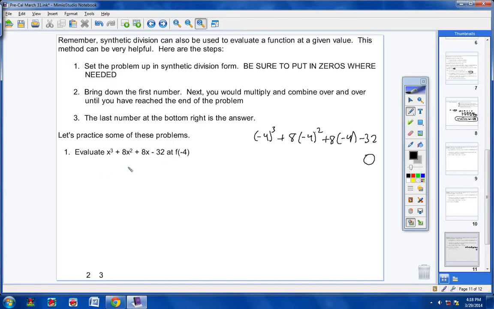Now I want to show you how to do this with a synthetic division, okay? So step number 1 says set up the problem in synthetic division form. Be sure to put in zeros where needed.